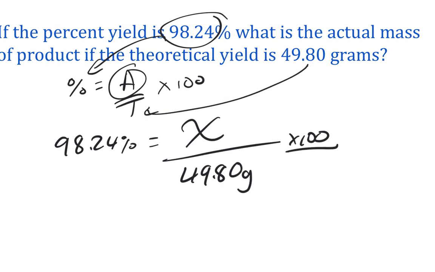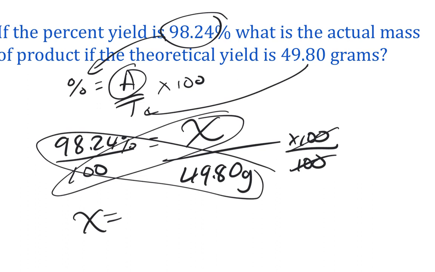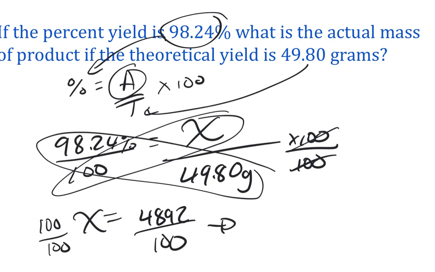To solve for it, I want to get rid of everything next to X from the outside in, so 100. Cross multiply if you want, or you can multiply both sides by 49.8 to get rid of the bottom. And with that, you end up with X being, let me punch this out in the calculator, 98.24 times 49.80 divided by the 100. So 100X equals 4892 roughly. So divide both sides by 100. That leaves you with X being 48.9% approximately.